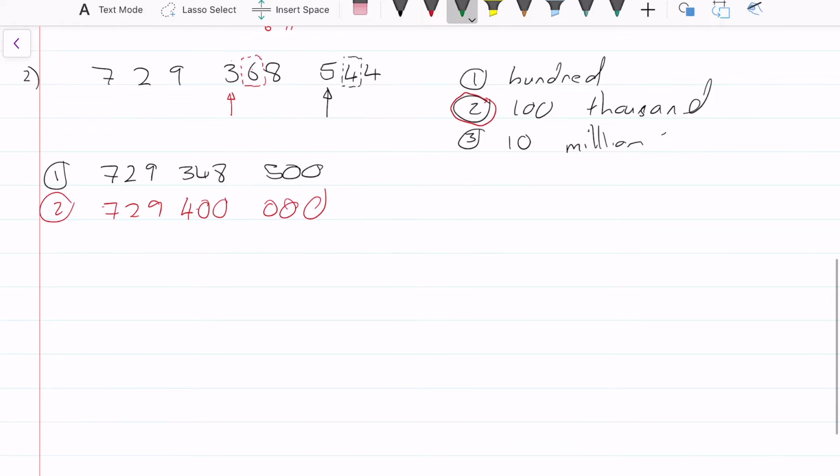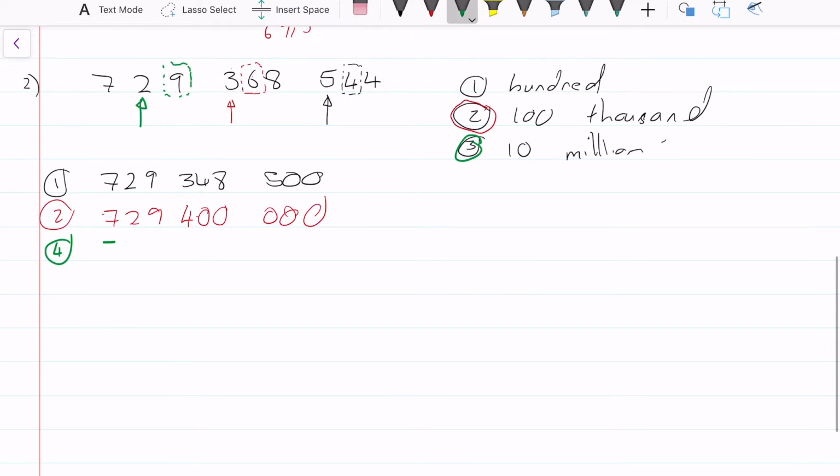And looking at the last question, 10 million, so this is a million, this is 10 million. Okay, so we're looking at this 9. So 9 is greater than 5, so it becomes 73, 0, and everything else becomes zeros.